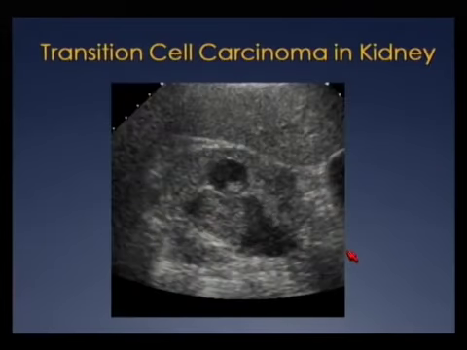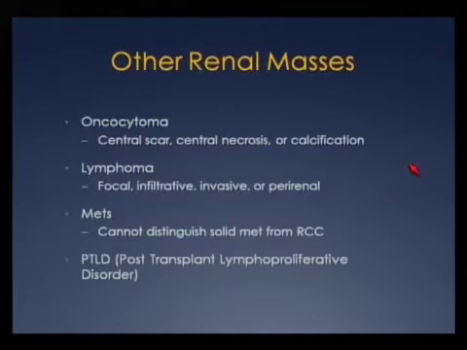So here's a transverse image of the kidney depicting a dilated renal pelvis with soft tissue in it, and also there's some caliectasis. And this was either some soft tissue or some hemorrhage within that calyx. This was transitional cell. Now, other renal masses include oncocytoma, lymphoma, mets, and PTLD.